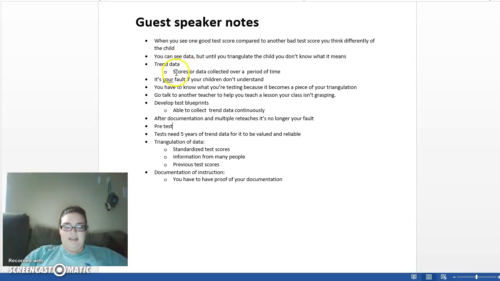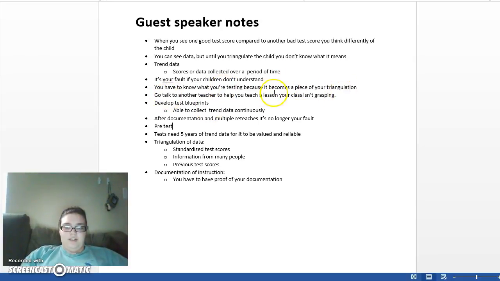And trend data is scores or data collected over a period of time. I didn't know what trend data was until our guest speaker came, but I'm a firm believer in trend data now. It's your fault if your child doesn't understand the work you're doing. You have to go through and you have to reteach, and you can have somebody else come in and teach, but if you don't go that far into the process, then it's your fault that your child doesn't understand it. You have to know what you're testing because it becomes a piece of your triangulation.